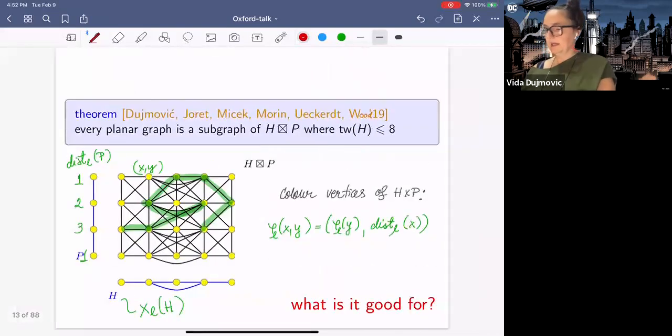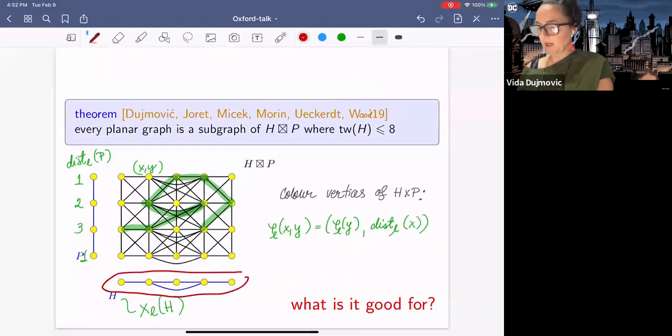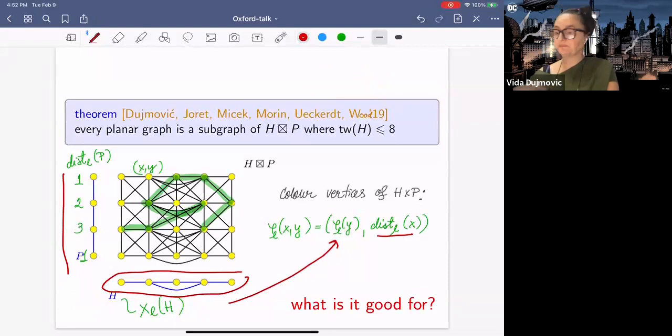So I wrote it here. The vertex gets the coordinate that comes from H, which gets the coloring from the coloring of the bounded tree width graph H. And the second component of the color is a distance coloring of the path. That's it. And why does this work?